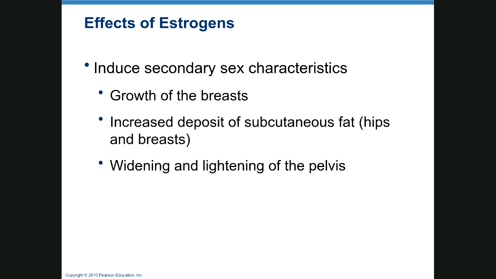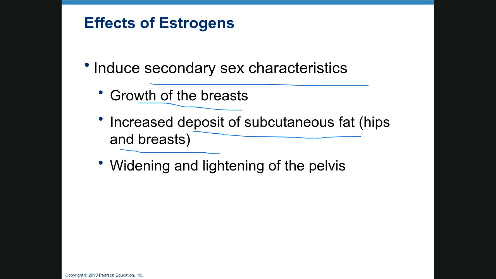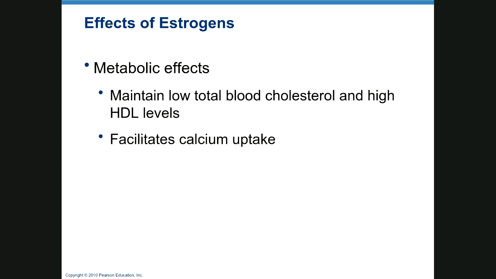Okay, effects of estrogens: secondary sex characteristics. We talked about these in the male. Growth of the breast. Increased deposit of fat along the hips, breasts, and butt. The pelvis will actually widen and lighten to allow you to have an easier way to have a baby. Metabolic effects: helps maintain blood cholesterol level correctly and calcium uptake. So back to the chapter on bones, when estrogen is gone, women tend to get osteoporosis.